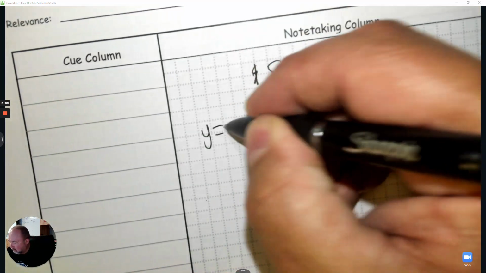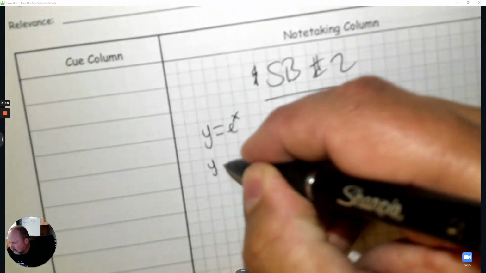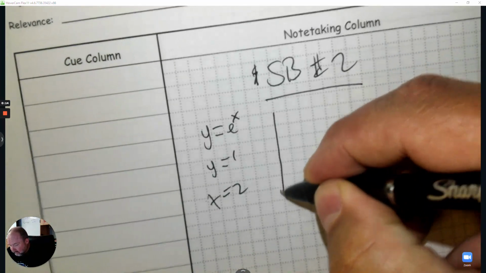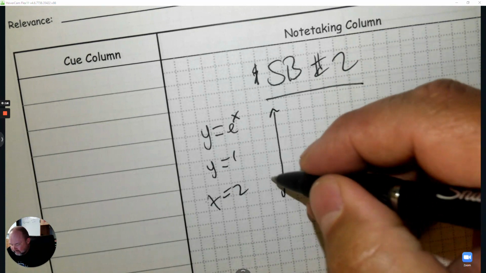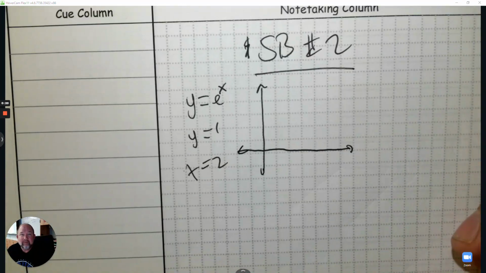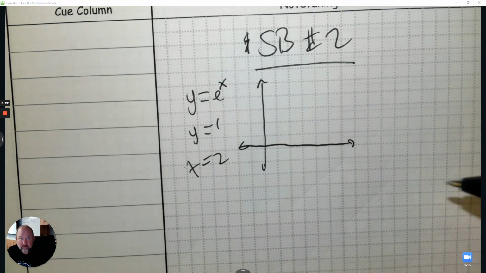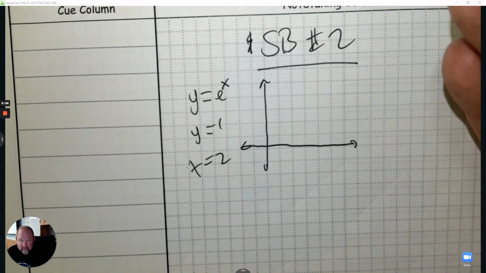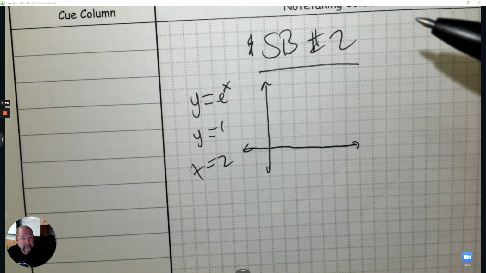So you have y equals e to the x, you have y equals 1, and x equals 2. We're going to graph this. You need to do it first, right? Just copying my video, you're not getting stronger. You're stronger at copying, which is whatever. So try, press pause, and can you graph it? All right, did you try?